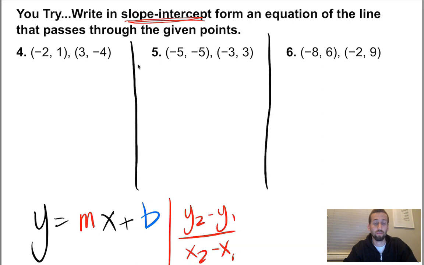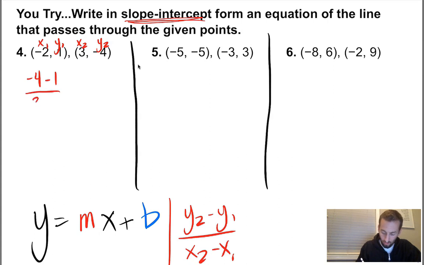So what I'm going to do is pause the video, and I'll put the answers up to 5 and 6 automatically. We'll do number 4 together really quick just to make sure. Normally I'll start off by labeling these just to make sure we're organized, so we don't lose anything, and we just plug into the formula. y2 minus y1 over x2 minus x1, and you get negative 5 over 5. All right, and that's going to equal negative 1.